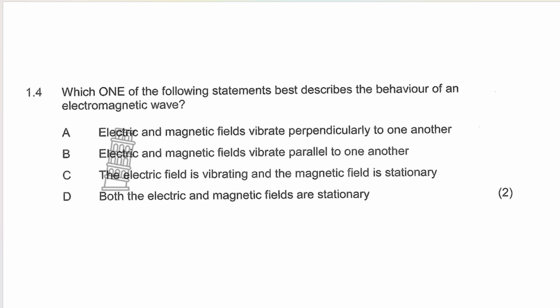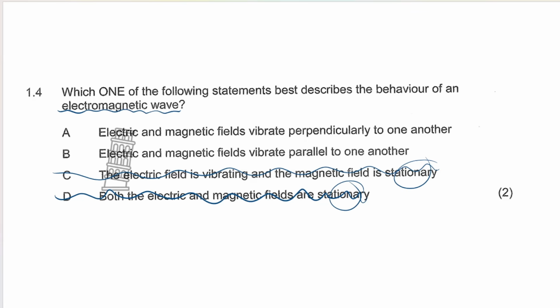1.5. Which one of the following statements best describe the behavior of an electromagnetic wave? Now, this is something that you need to study. Again, by process of elimination, we'll be able to eliminate the ones that are obviously not true. And the ones that should be obviously not true is anything that has to do with stationary. So you should know that an electromagnetic wave consists of varying electric and magnetic fields. They move in relation to one another, but neither of them is stationary. So we can already eliminate option C and option D because they speak about one of them being stationary, and yeah, they're both stationary. That's not true.